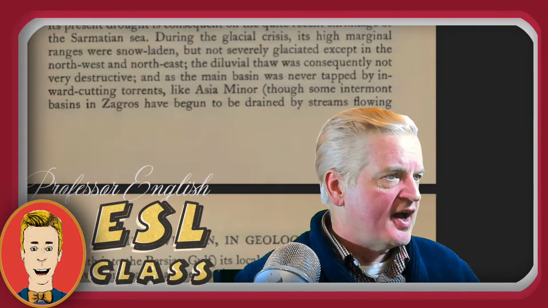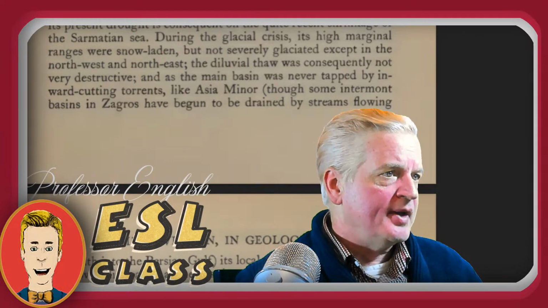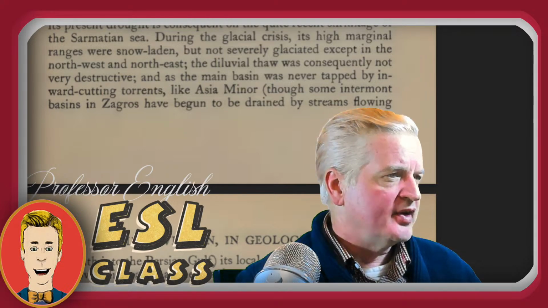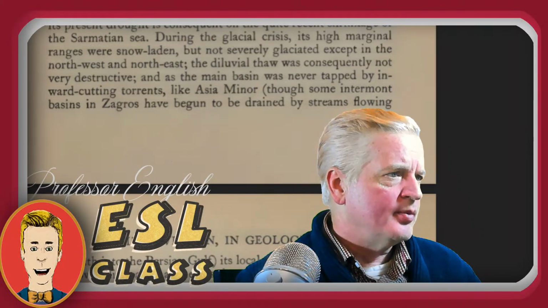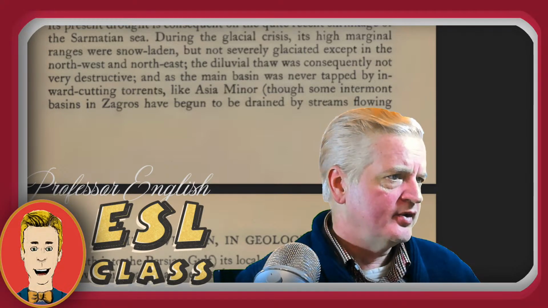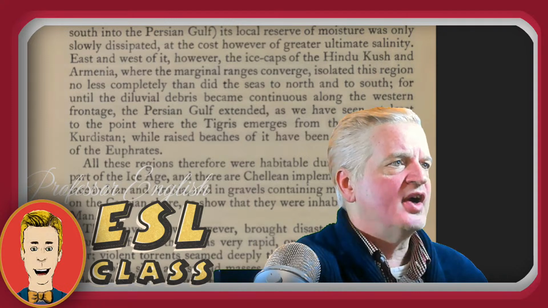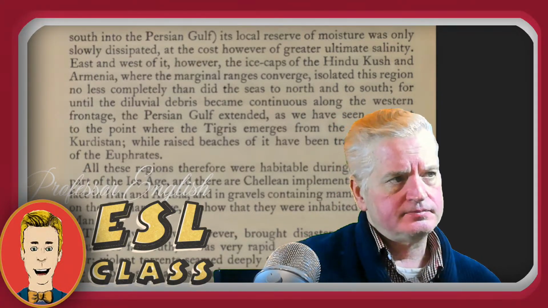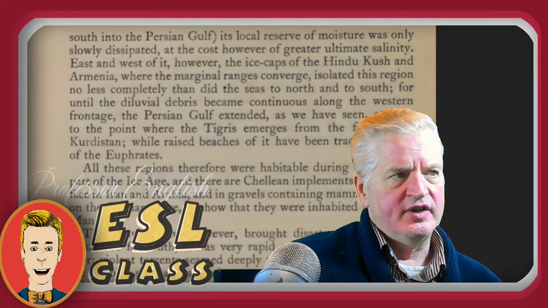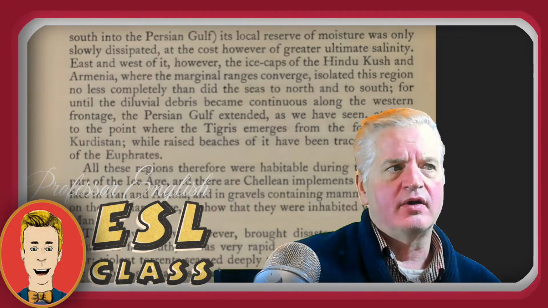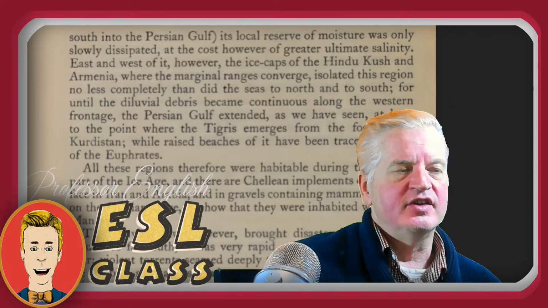Was consequently not very destructive, and that didn't cause very big problems. And as the main basin was never tapped by inward cutting torrents like Asia Minor, though some intermont basins in Zagros have begun to be drained by streams flowing south into the Persian Gulf. Its local reserve of moisture was only slowly dissipated at the cost, however, of greater ultimate salinity. So that means it became very salty.